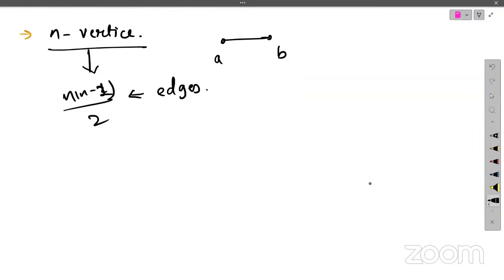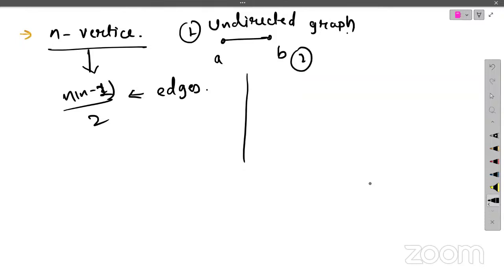Right? Why is this a condition? Because here we are considering two facts. The first fact is this is an undirected graph. And the second fact is we are not considering the self loop. Self loop means we are not considering an edge whose starting point and the ending point is the same.